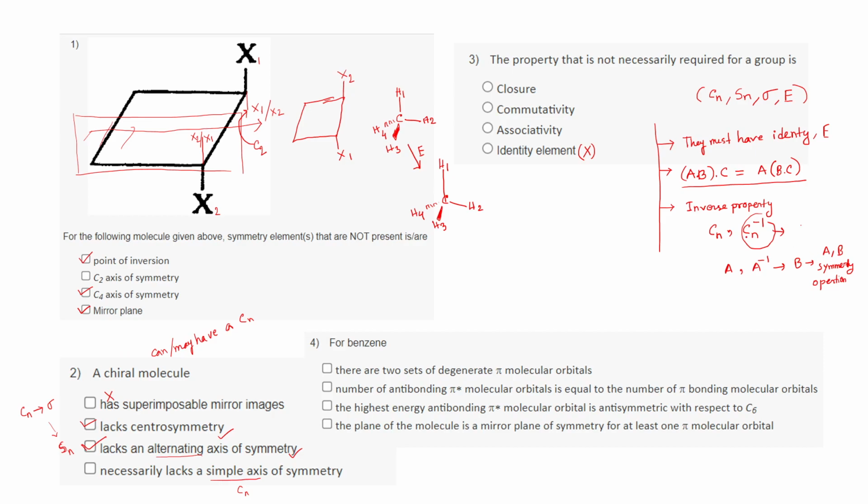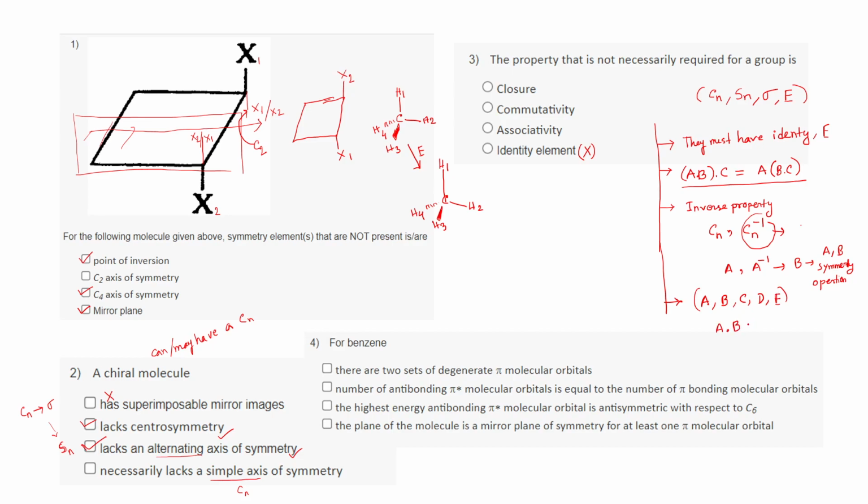To come to the end, the closure property should also be there to call it a group. The closure property means that if you have symmetry operation A and symmetry operation B, and E is the identity, suppose this forms your group, so it should be like that.